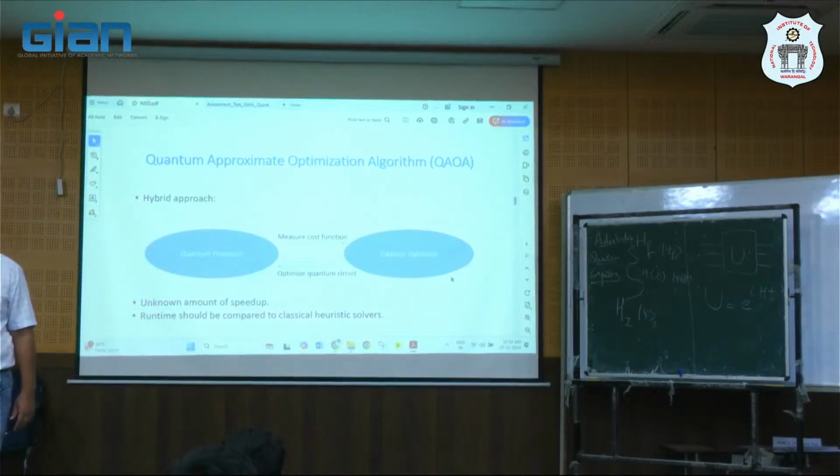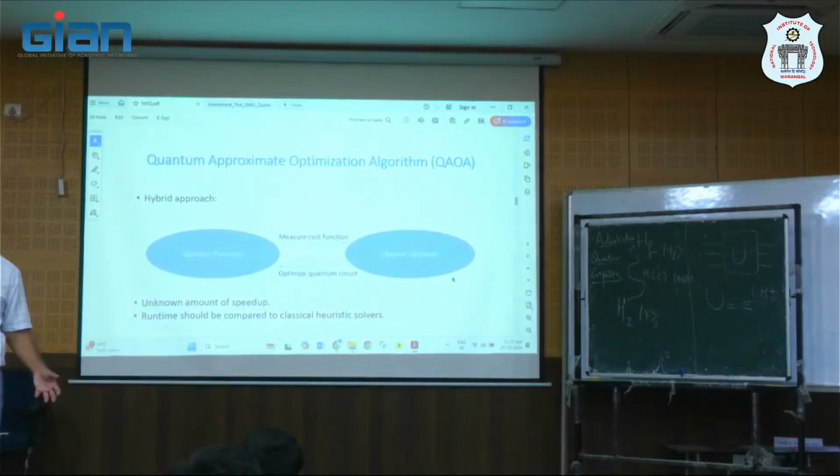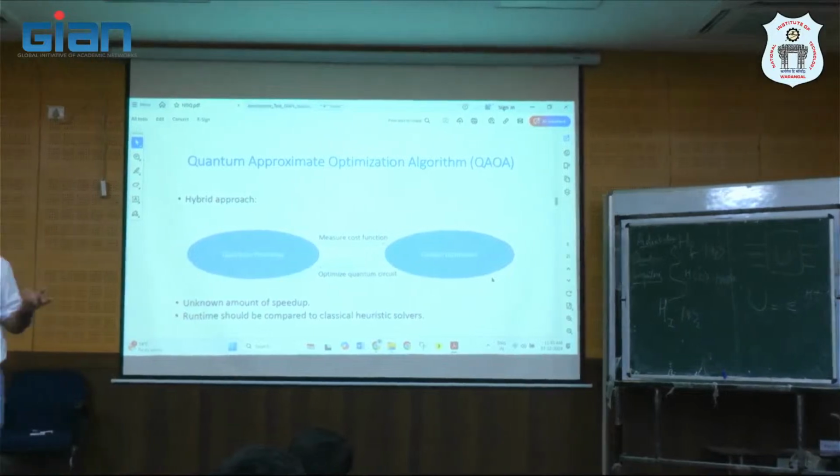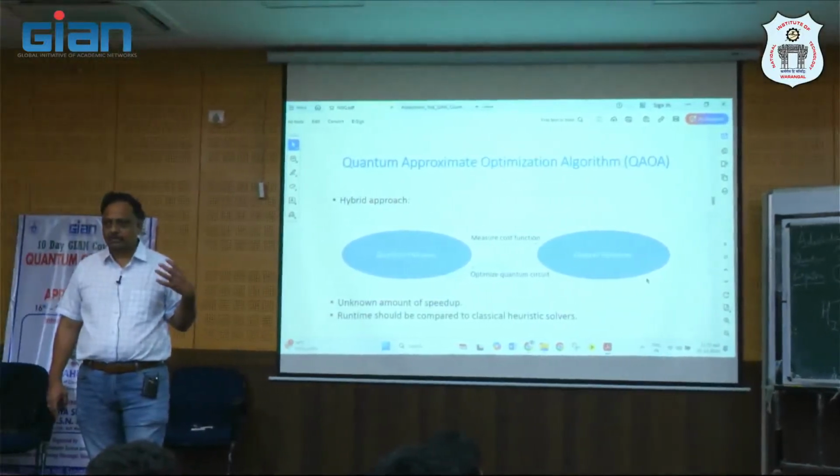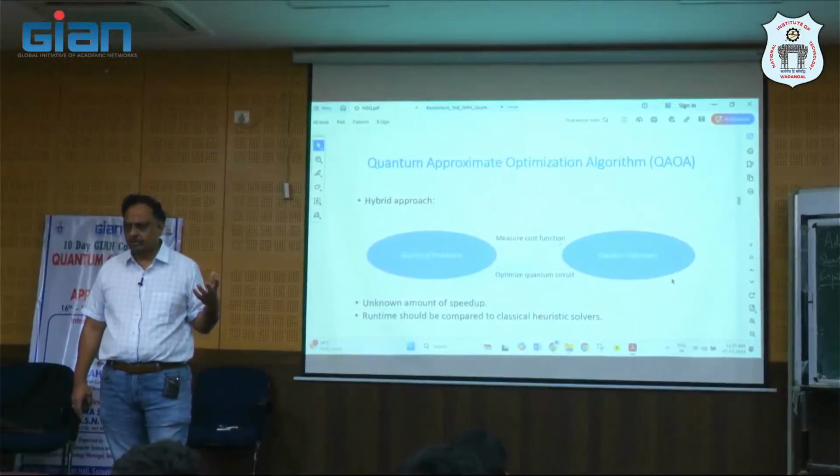Like if you want to do multiple crystal structures, I think this approach might be better. Yeah, this approach. So that's what I'm saying. People try to do that. They try to see whether, for their problems of interest, D-Wave computers are useful and how much.